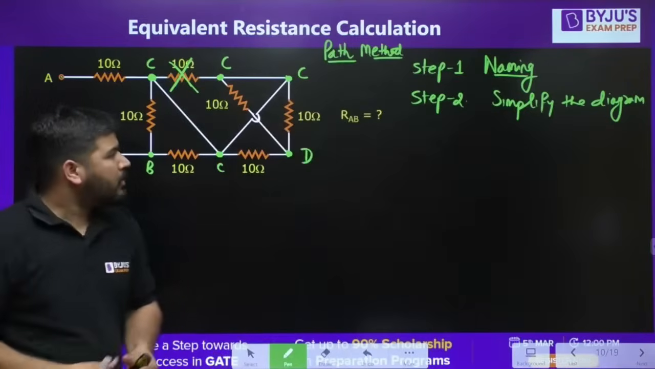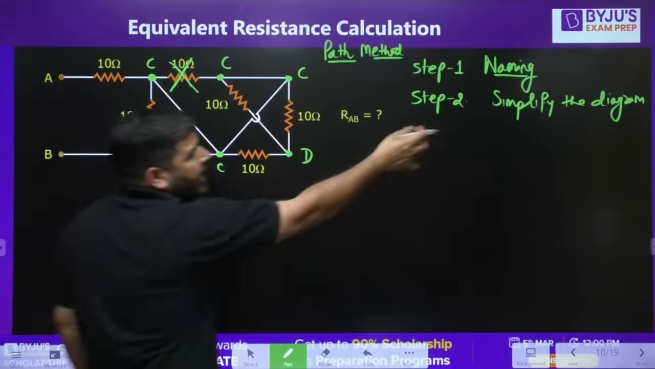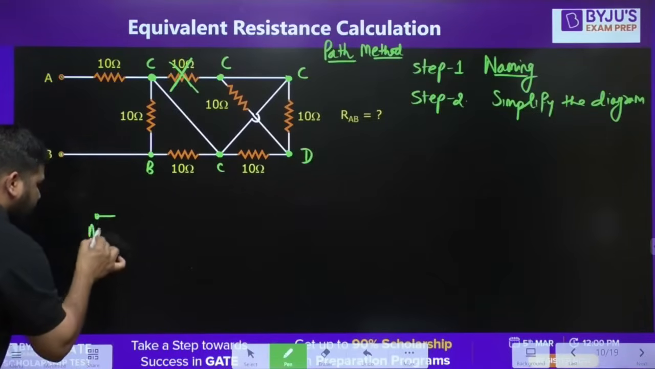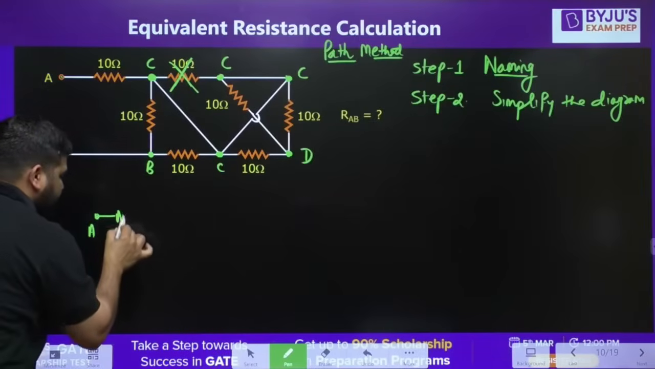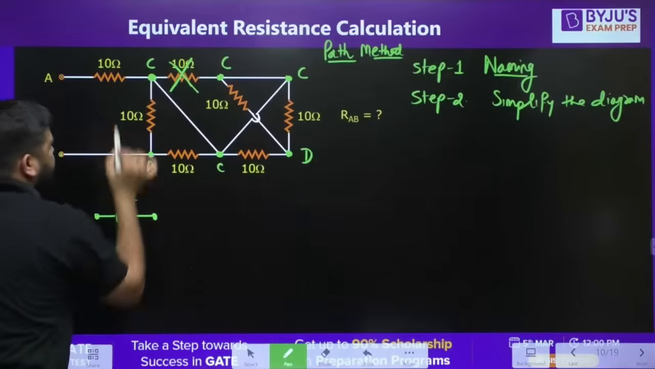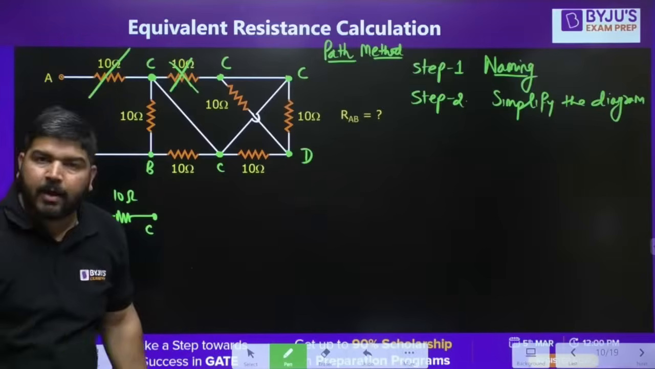Now let's start from A and simplify the diagram. From A, there is a 10 ohm resistance, and you have reached point C. This resistance is covered, so let's put a sign here that I have covered this.